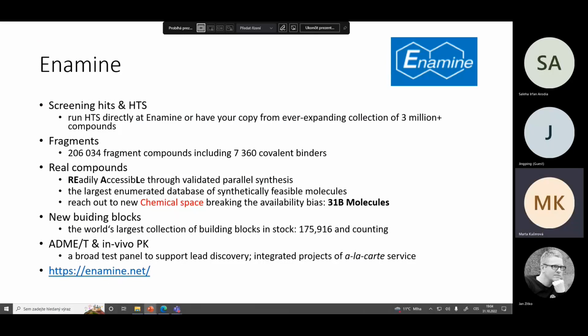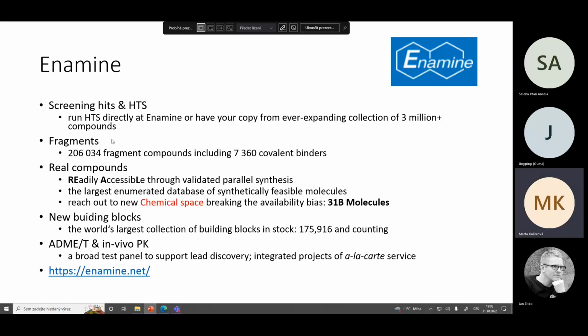Enamine is a Ukrainian database that offers different compound collections. The one is screening hits. It's intended for a real high throughput screen. So they are able to submit the compounds in vials for any screening.